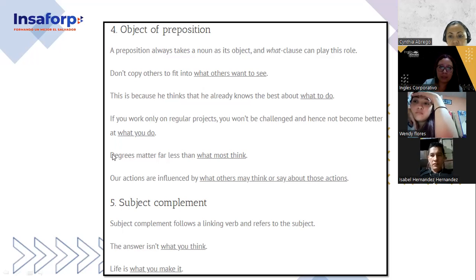Y acá nos dice, degrees matter far less than what most think. Los títulos importan muchísimo menos de lo que la mayoría piensa. ¿Ok? En este escenario, usted me va a decir, acá no hay una preposición, está tácita. All right? It is not shown there, but it's there. So, son diferentes formas en que ustedes pueden utilizar. Vuelvo y repito, la intención no es que ustedes se lo memoricen. La idea es que ustedes lo puedan incorporar para expresarse, para expresar sus ideas. All right?